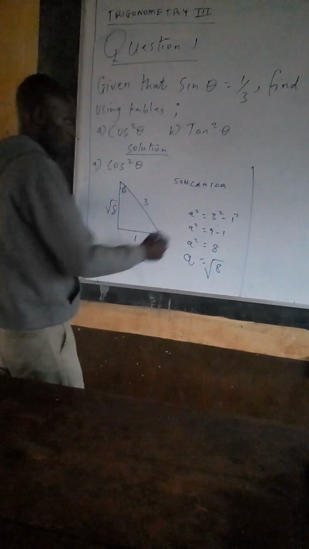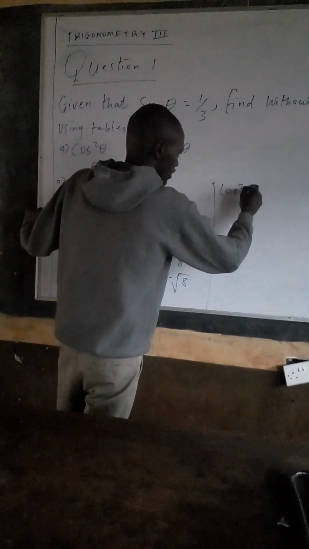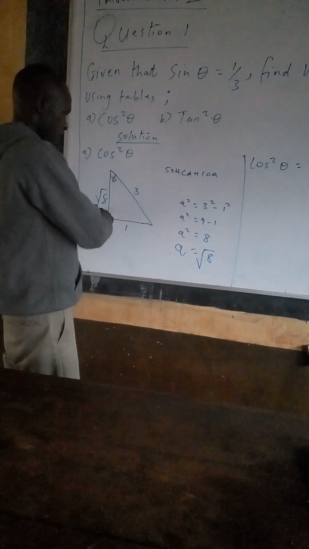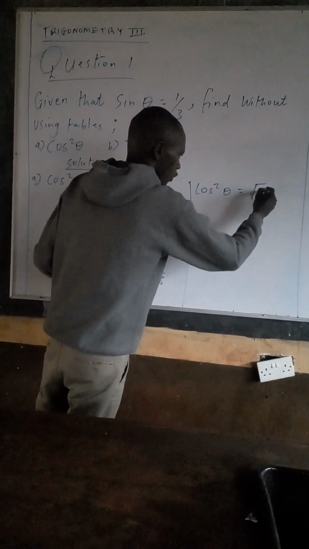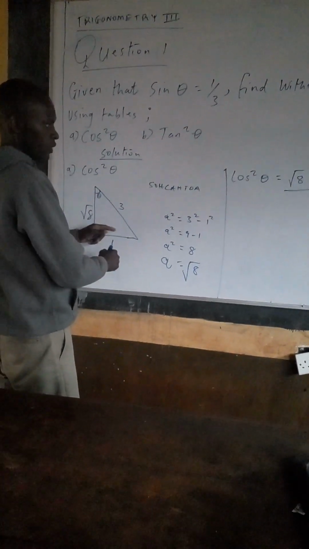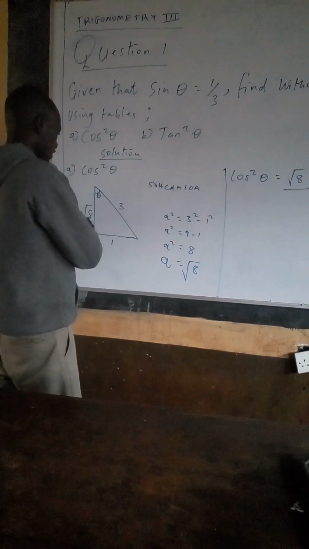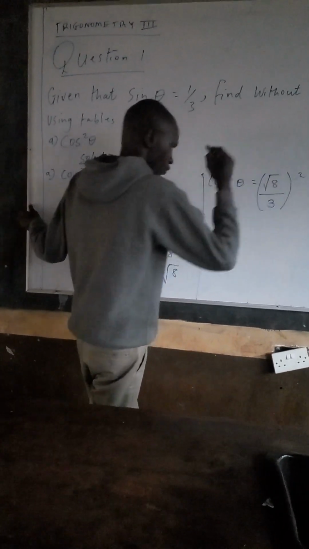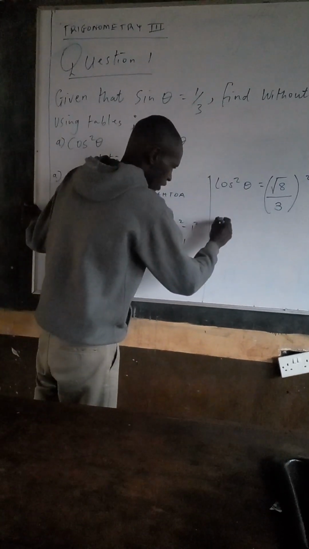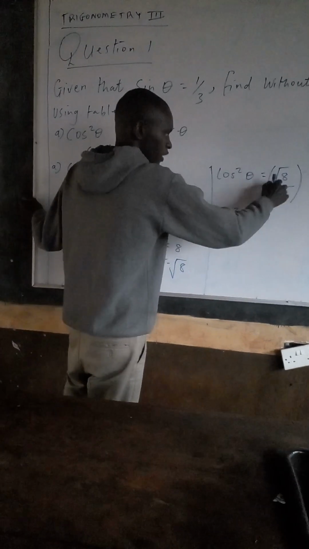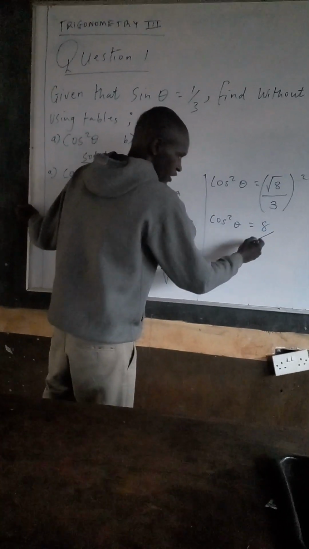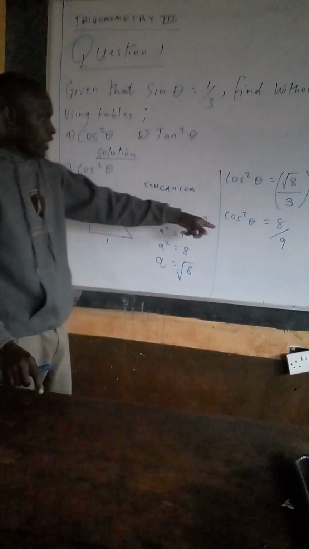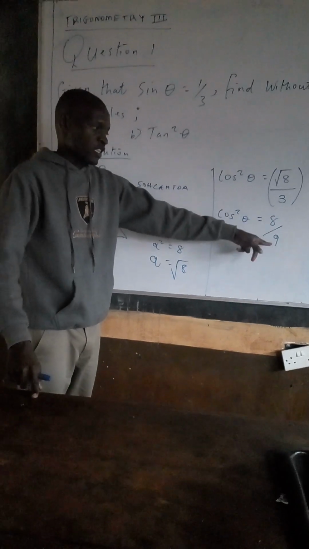Once we have these, we can go ahead and solve the question. This one now, which is cos squared theta: cos is the same as adjacent over hypotenuse, and for our case, the adjacent is the root of 8 and the hypotenuse is 3. We are required to square this component, so cos squared theta will be equal to the root of 8 squared, which is 8, over 3 squared, which is 9. So at the end of the day, cos squared theta will be equal to 8 divided by 9.